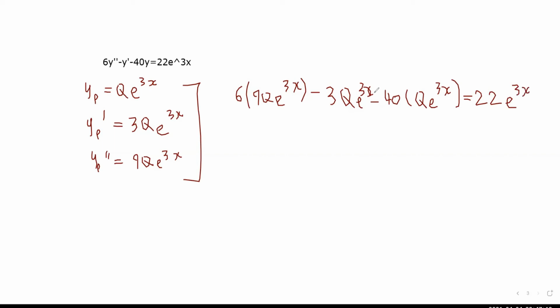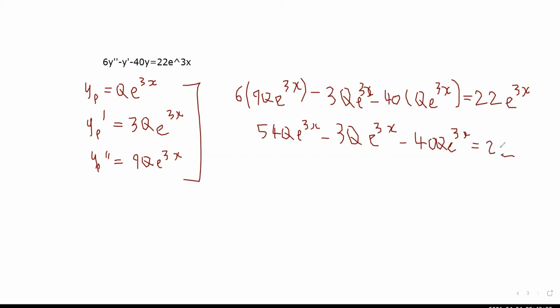Nice. So since this is what we have now, all we have to do is expand this and see what we get. 6 times 9 is 54. So what we get is 54q e to the 3x, minus 3q e to the 3x, and then we have minus 40q e to the 3x. And we know this is equal to 22 e to the 3x.